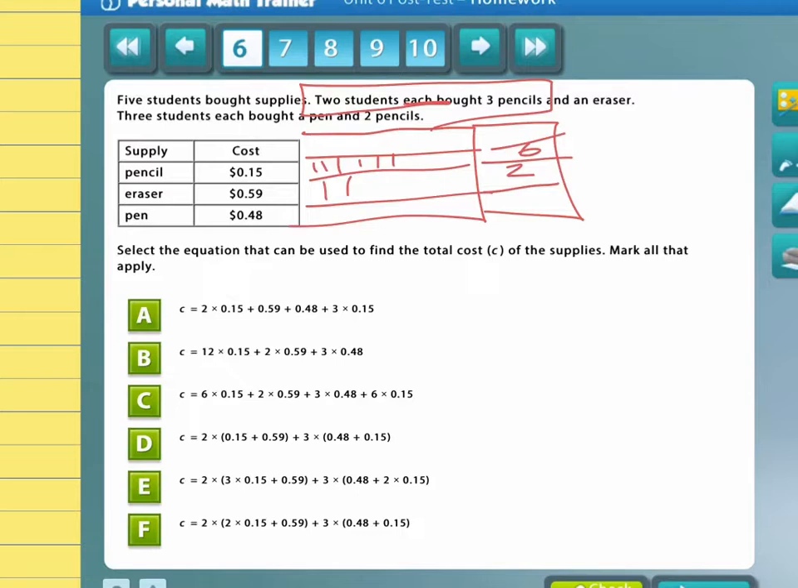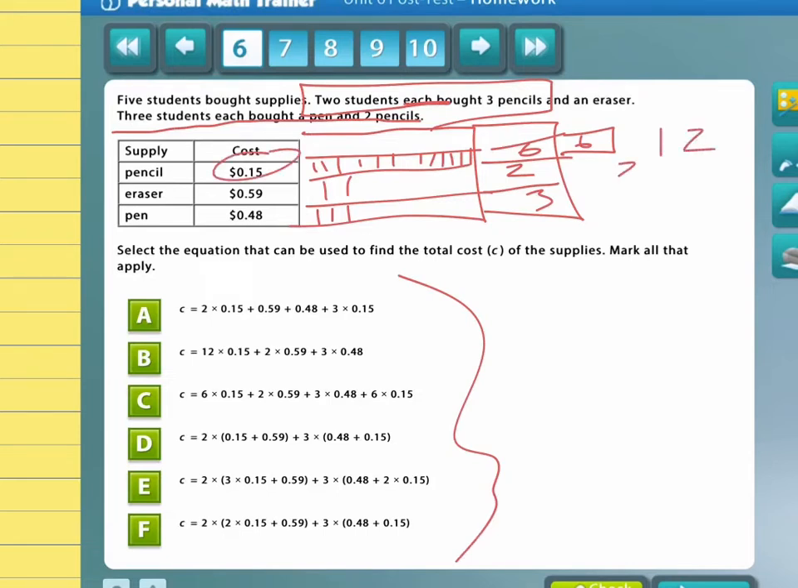3 students each bought a pen and 2 pencils. So 3 students bought a pen and 2 pencils. So we're going to have to add some more pencils here. So 3 students each bought 2 pencils. That would be another 6 pencils like that. So I'm going to have another 6. So what I'm going to have to end up with here is one of these equations is going to show me 12 pencils at 15 cents each, 2 erasers at 59 cents each, and 3 pens at 48 cents each.